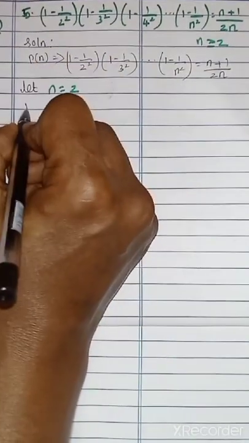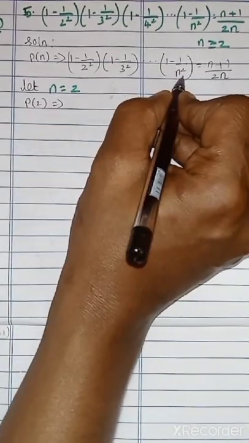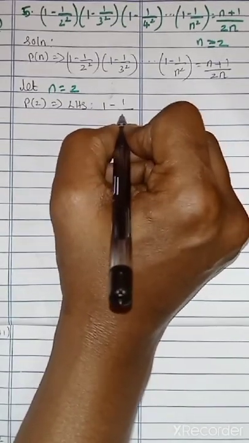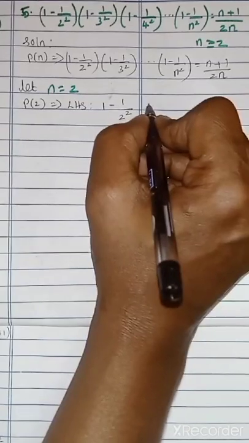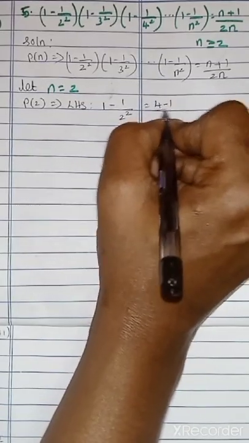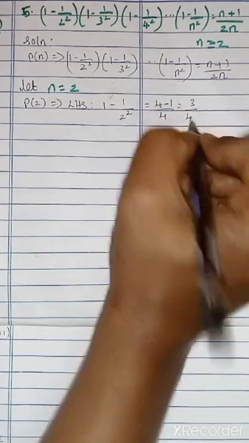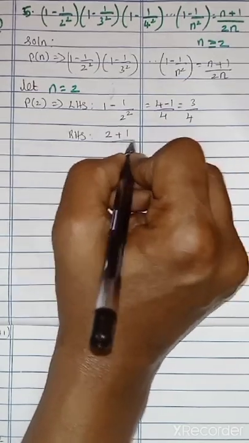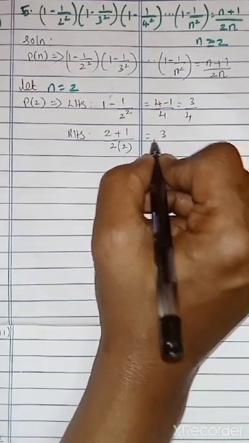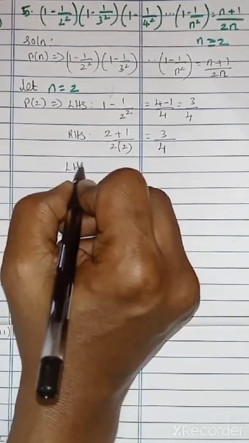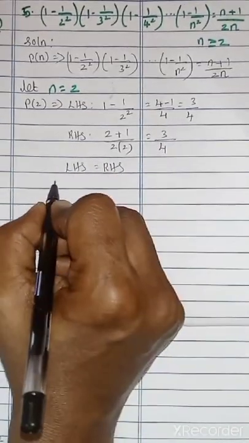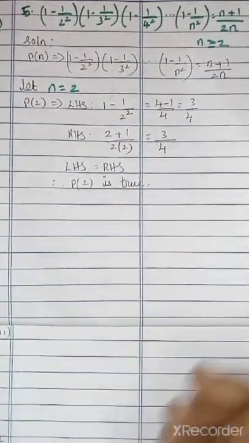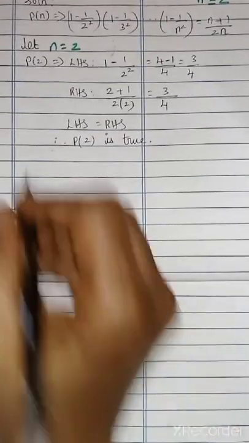Now this will become P of 2. Instead of n we take 2. So the left hand side will be 1 minus 1 by 2 square. 2 2's are 4, so this becomes 4 minus 1 by 4, that is equal to 3 by 4. Next, the right hand side is 2 plus 1 by 2 into 2. So 2 plus 1 is 3, by 2 2's are 4. Left hand side equals right hand side. Therefore, P of 2 is true. Correct? Okay, next, what is the next step?